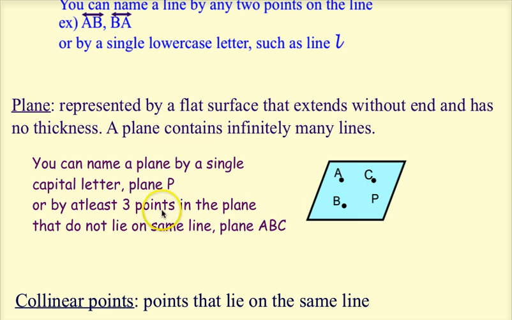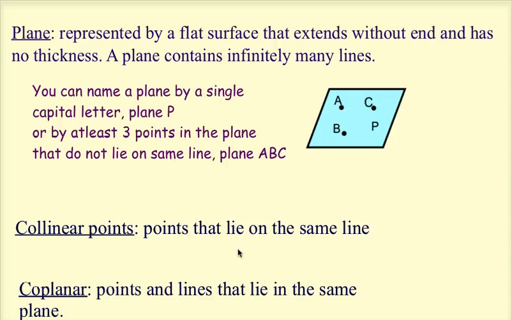Or I could pick at least 3 points that are on the plane that do not lie on the same line. Like I can call this plane ABC. So I pick any 3 points, but those 3 points can't be on a line. Otherwise, I wouldn't know if I was talking about a line or a plane. Okay, so that's another undefined term, plane.